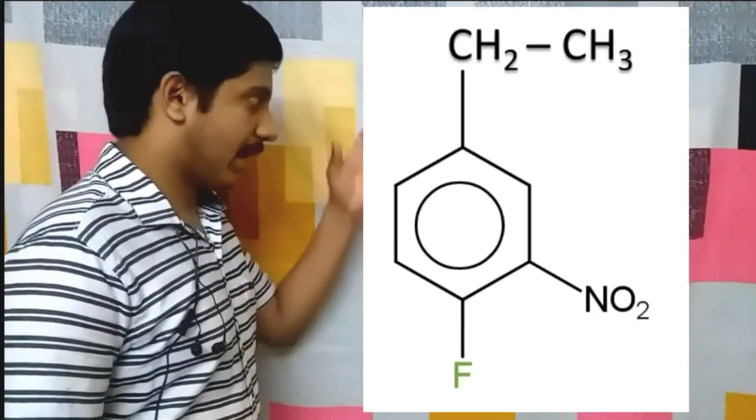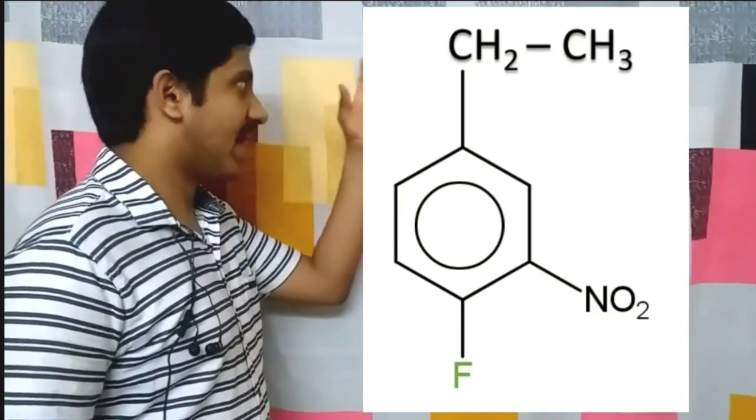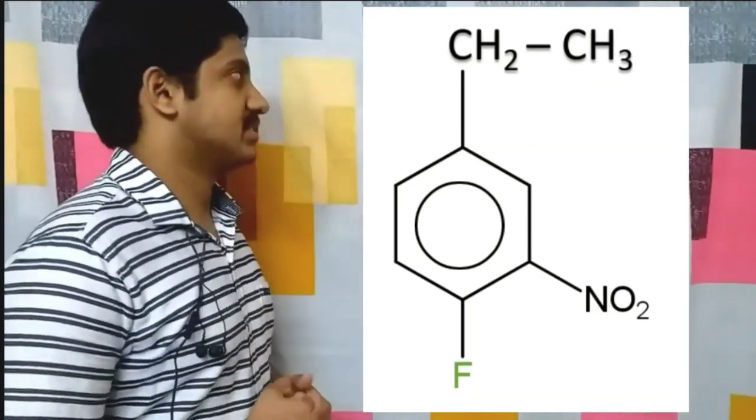I have told here that we have to follow the alphabetical order. At the same time, we have to follow the lowest locant rule, which is more important. So let's see where we cannot apply the alphabetical order. So we have to be careful with the lowest locant rule. Here is one example. Here we have a nitro group, a fluoro and an ethyl group attached to the benzene.